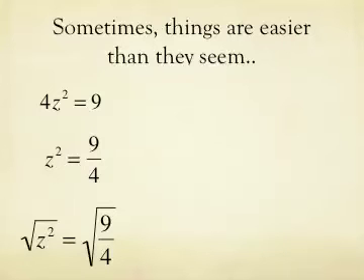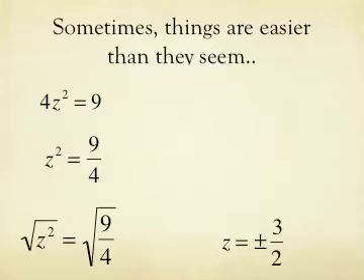Remember, squaring and square roots are inverse operations. They undo each other. So the square root of z squared is just plain old z. And on the right-hand side, the square root of 9 over 4, we can use the things we learned in Chapter 8 to solve that. On the left-hand side, then, we'll have z, and on the right-hand side, the square root of 9 on top, that's 3. The square root of 4 on the bottom, that's 2.